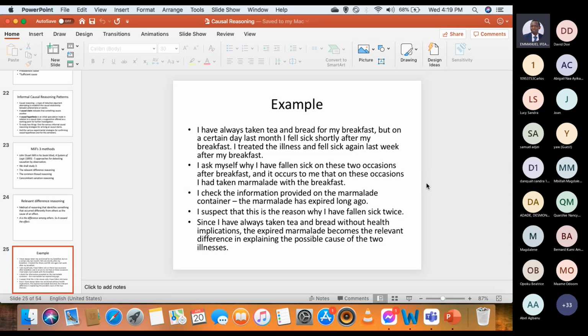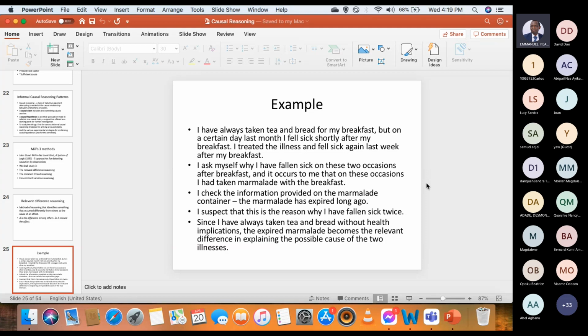Since I've always taken tea and bread without health implications, it means that the expired marmalade becomes the relevant difference in explaining a possible cause of the two illnesses. So the scenario here is that I have always taken tea and bread for my breakfast, probably all my life, and it's normal. I don't get sick. All of a sudden, when I take breakfast, I fall ill, and I ask myself, why does the same breakfast that I normally take make me ill?